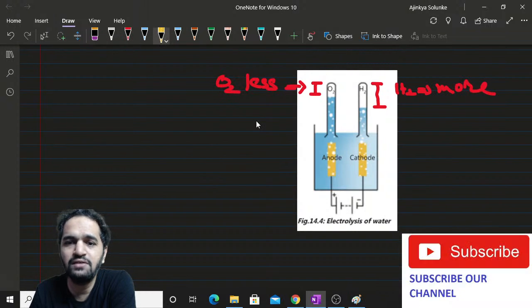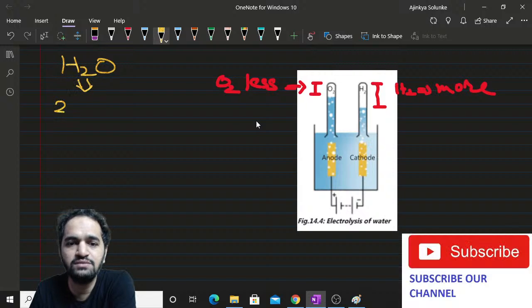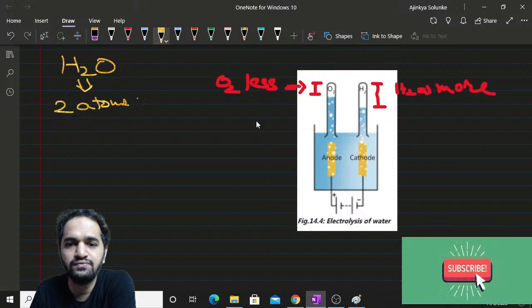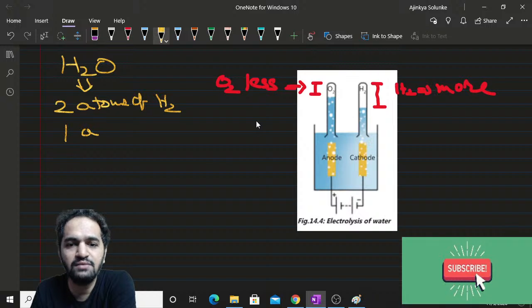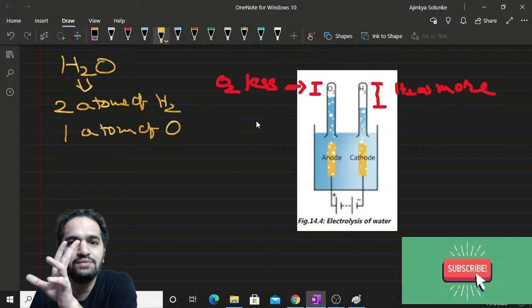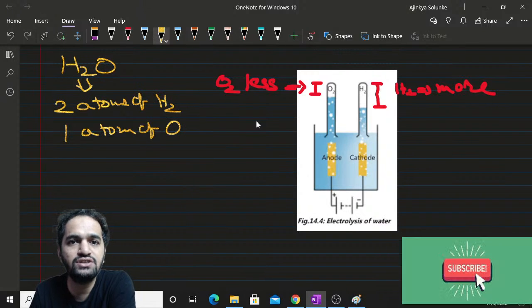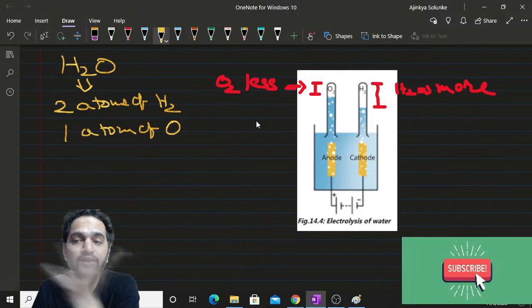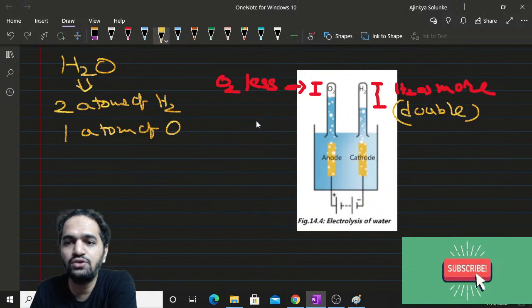The reason is very simple, because the formula of water is H2O. So after the breakdown, we will get 2 atoms of hydrogen, that means 2H2, and we will get 1 atom of oxygen. Are you understanding this? We are getting 2 atoms of hydrogen and only 1 atom of oxygen. That is why the quantity of hydrogen we are getting will be double that of oxygen.